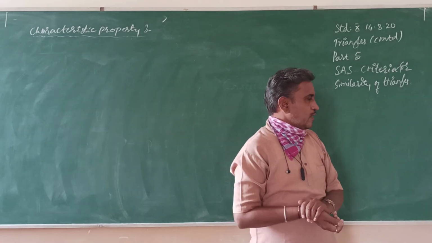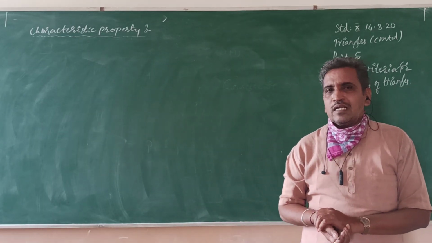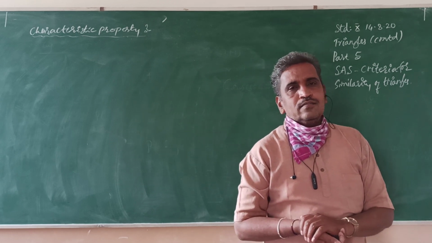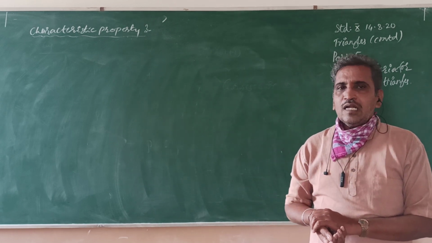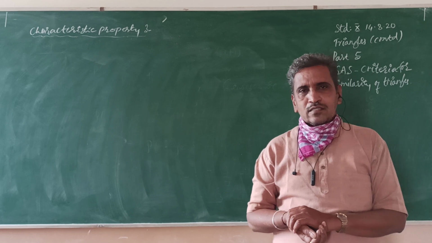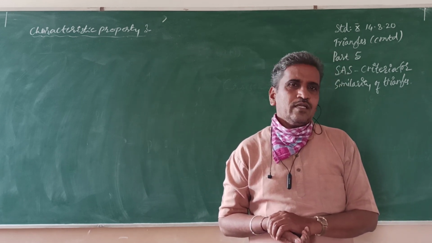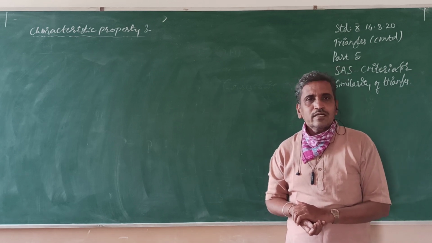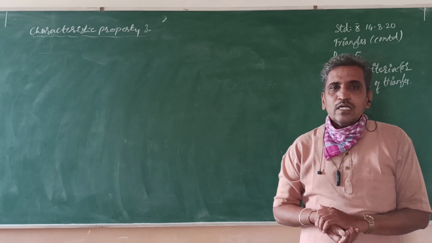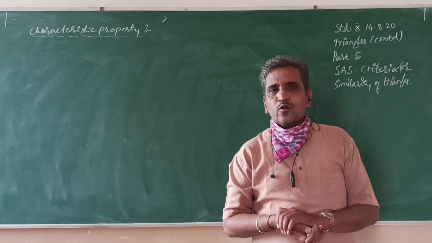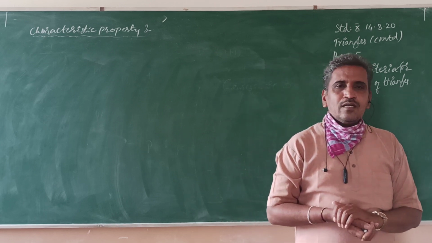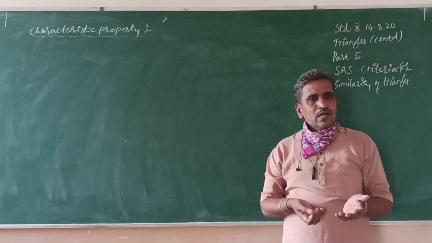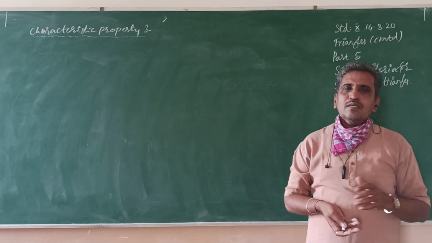Just to remind you, the AA criteria states that if two triangles are equiangular, then the sides are in proportion, then the triangles are similar. And in the SSS criteria, in two triangles, if corresponding sides are proportional, then the triangles are equiangular, then the triangles are similar.